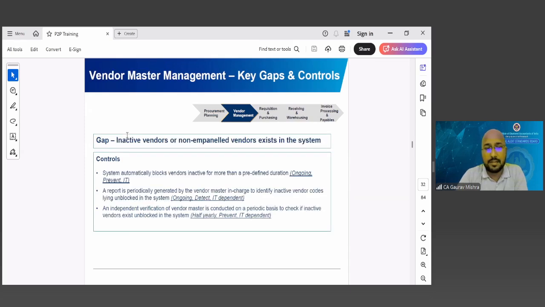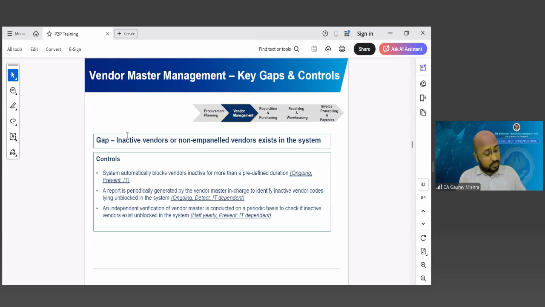Duplicate we already discussed. Inactive vendors, blocked vendors. Suppose a vendor is registered in the system but has not been doing business within the last 6, 7, 8 years. We need to review and block that particular vendor. Why? Because there's a high chance that with a similar name of the vendor, you may pass a transaction in the incorrect way.